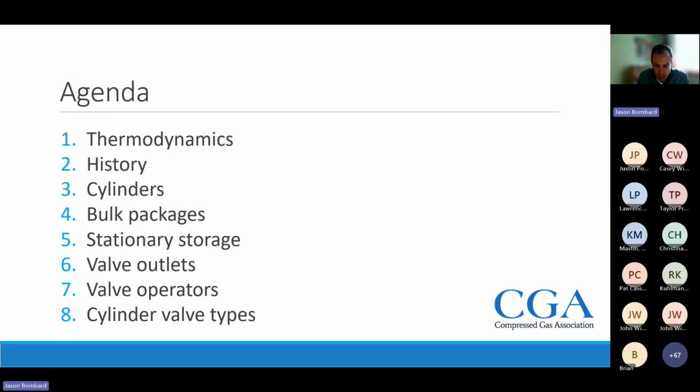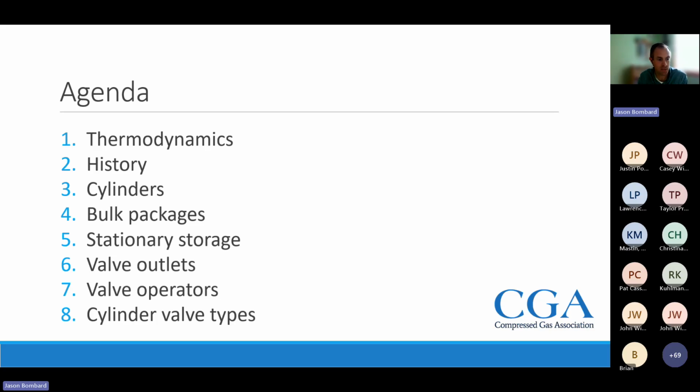I put this presentation together just to try to give folks a base level understanding of the different packages that are out there in the compressed gas industry, how gases are stored and transported across the country. So just taking a brief look at what we'll talk about today.